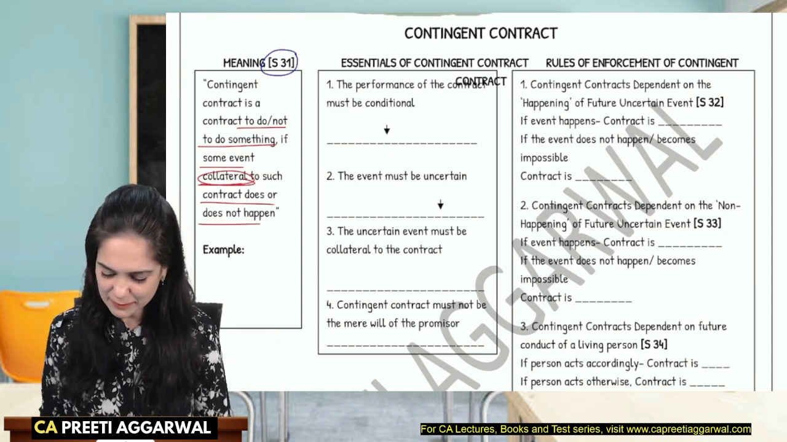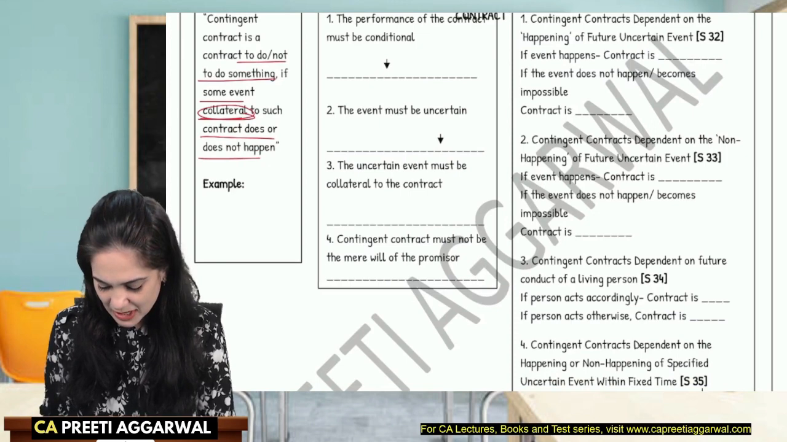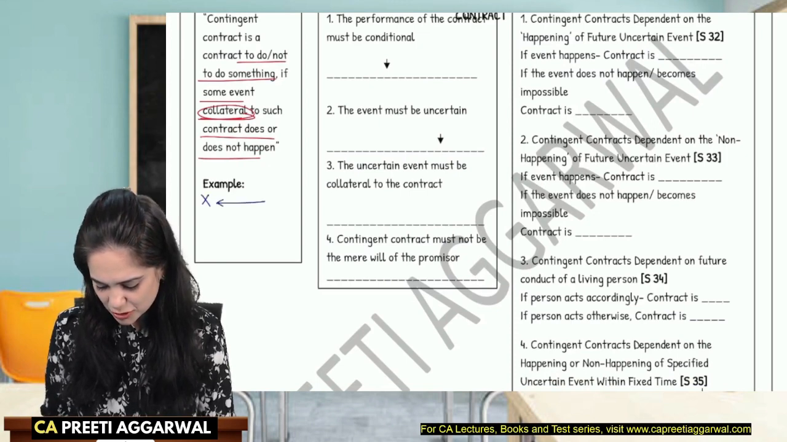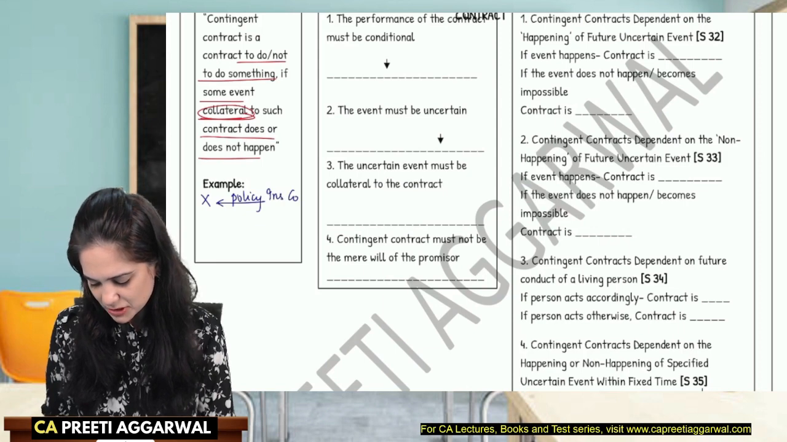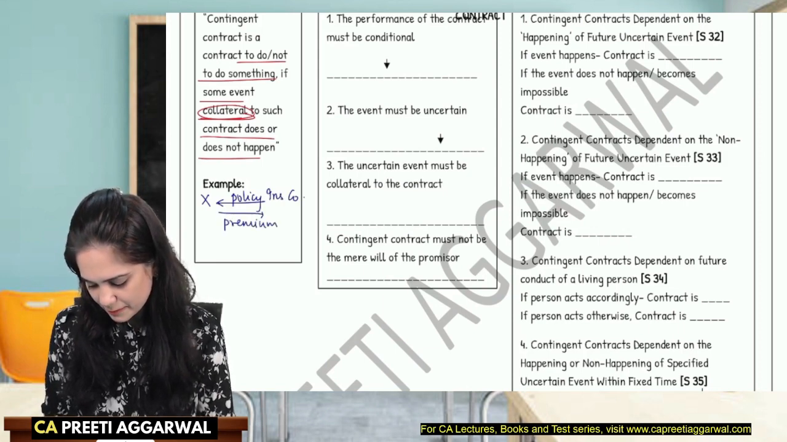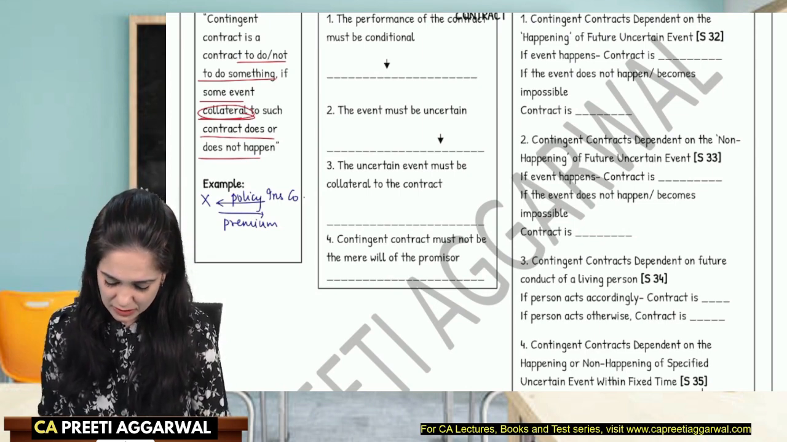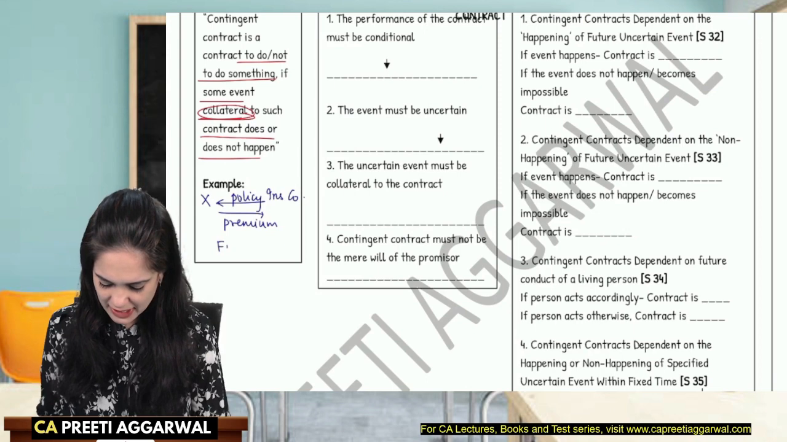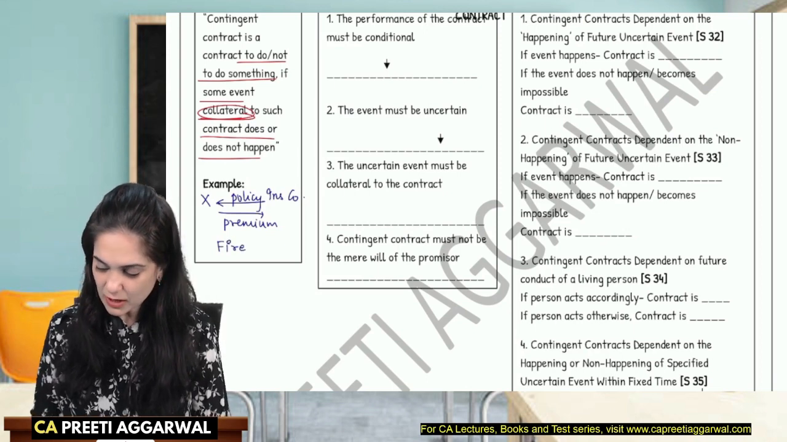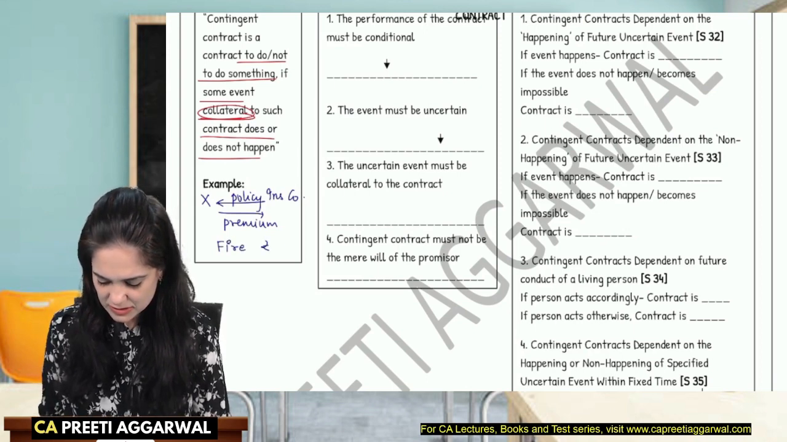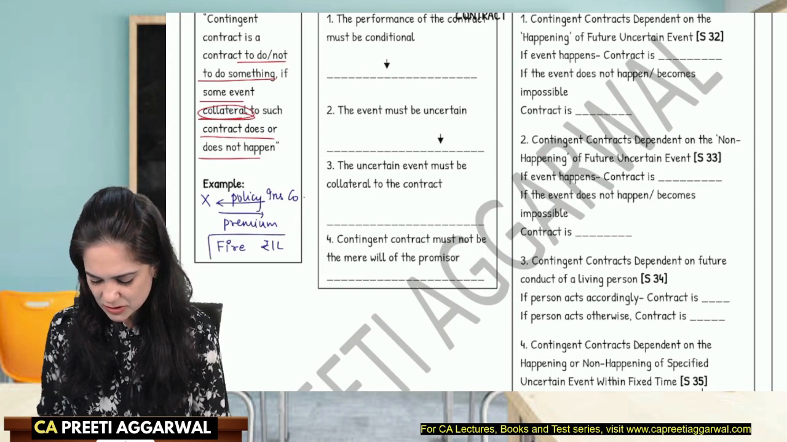Now let's discuss with the help of examples, otherwise you won't understand. X obtained an insurance policy from the insurance company. Okay, so he paid premium and obtained an insurance policy. Now, the insurance policy is to protect X against fire. He will get 1 lakh rupees if the fire occurs. He will not get anything if the fire does not occur.